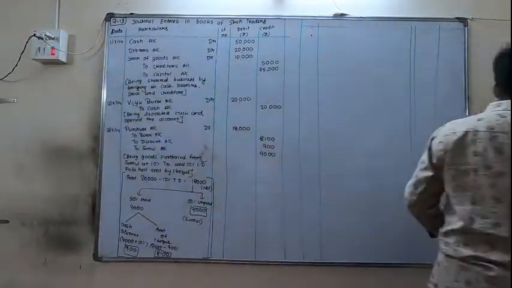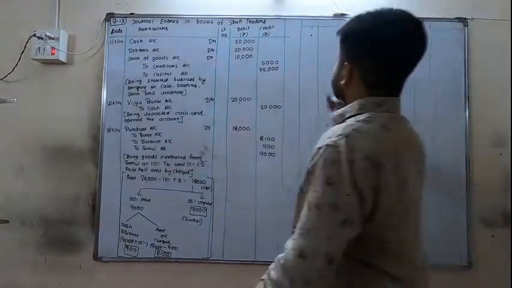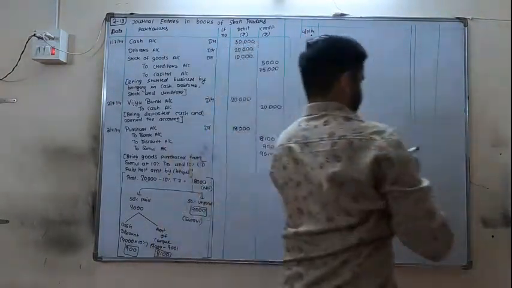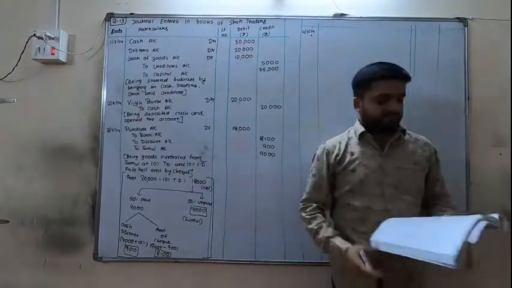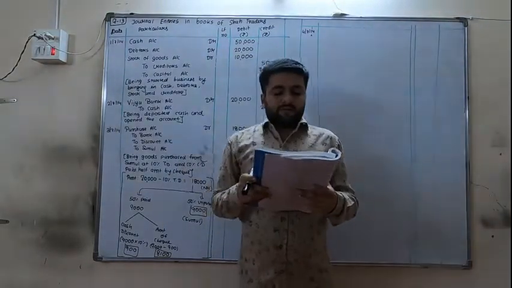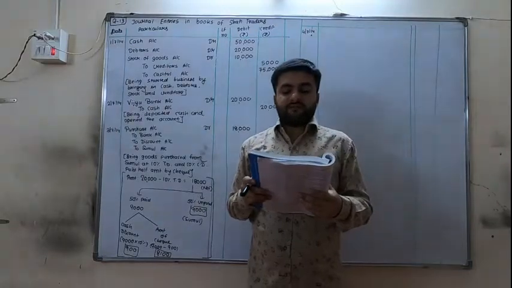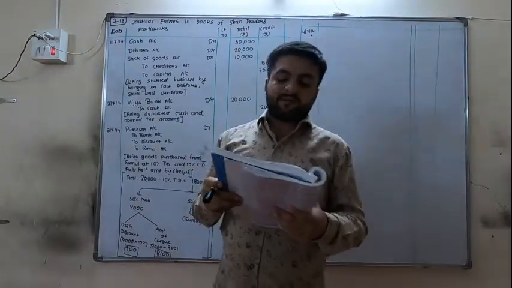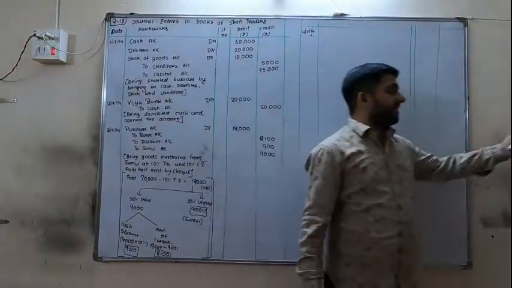Next date is 4/7/40. Okay. A furniture of 15,000 purchased on credit from Puneet Furniture Mart. A carriage of 100 is paid in cash.